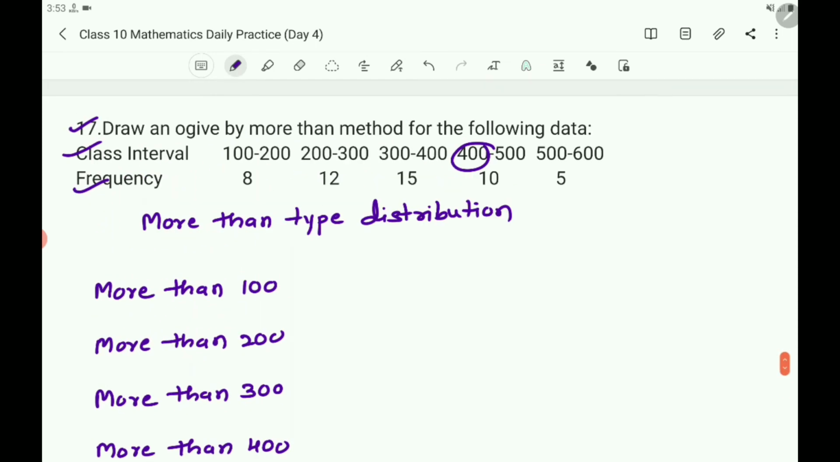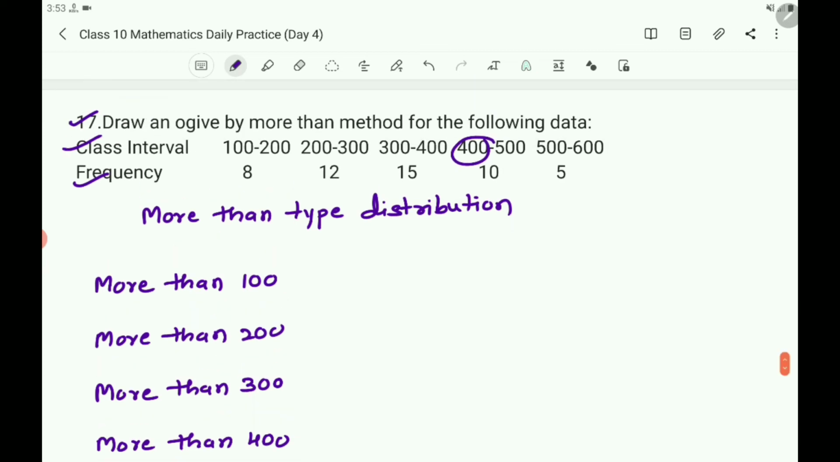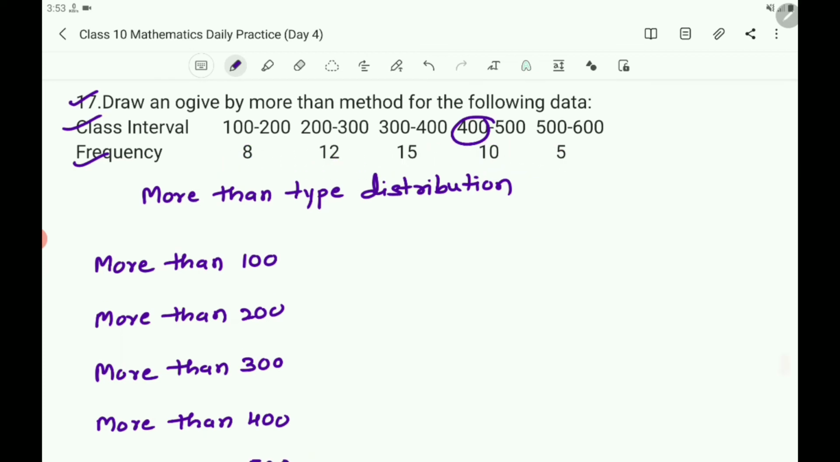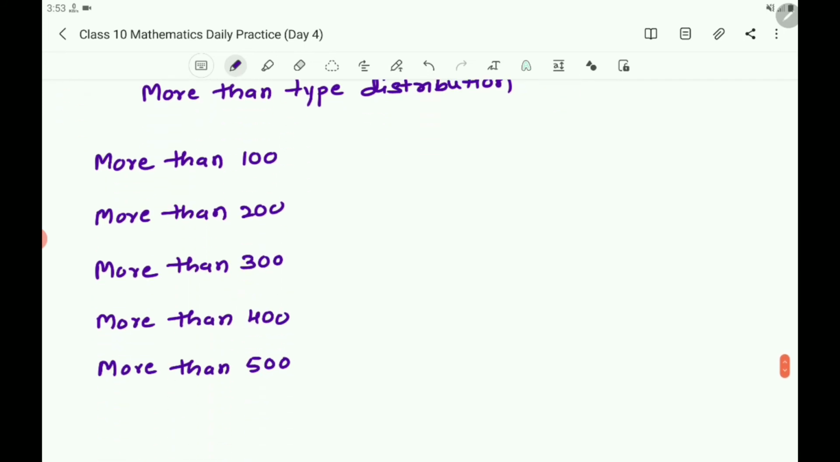Then here, you can start from above and you can reach here, or you can start from below and you can reach here. If you want to start from the upper side to the lower side, here we have to take the sum of these two and we have to subtract this first, after this, after this, after this. Or otherwise you start from the downside. So here, more than 500 is 5.